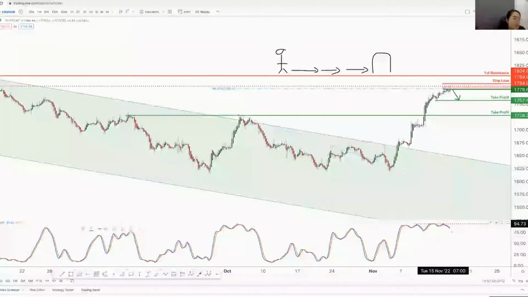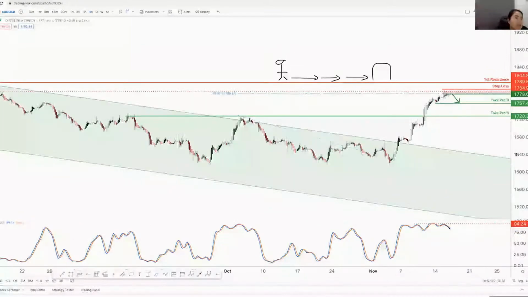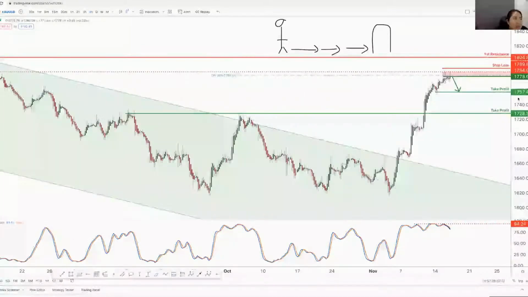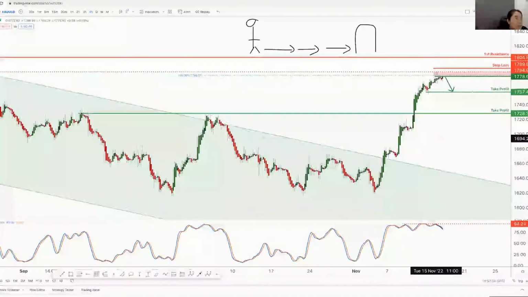We expect it to reverse at a resistance. Okay, that's as simple as that. When I look at this setup, how confident am I that this setup is going to work out? I'll be very honest, I don't think this is a very strong door.